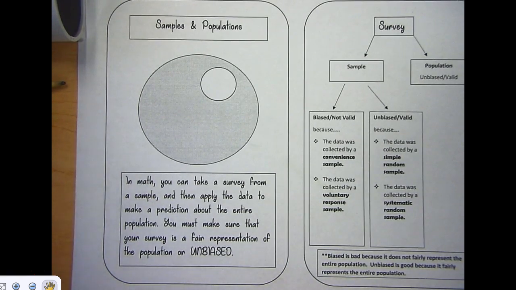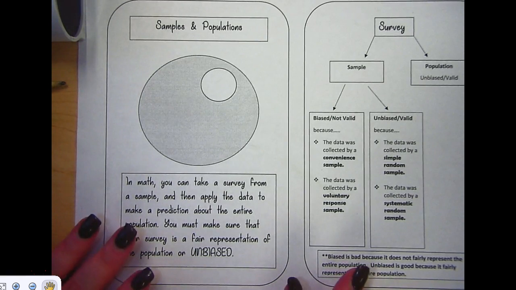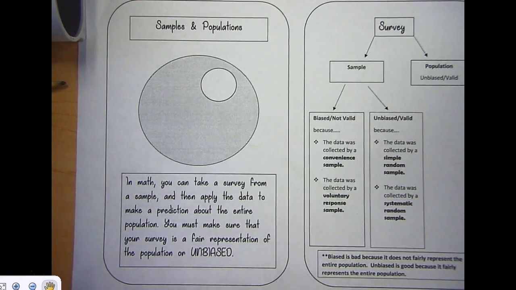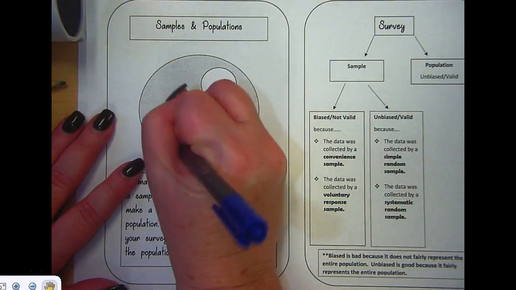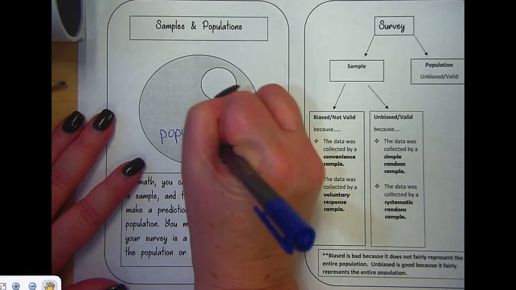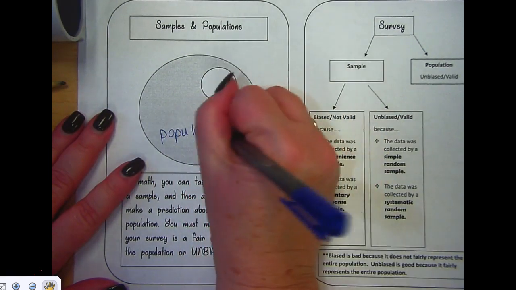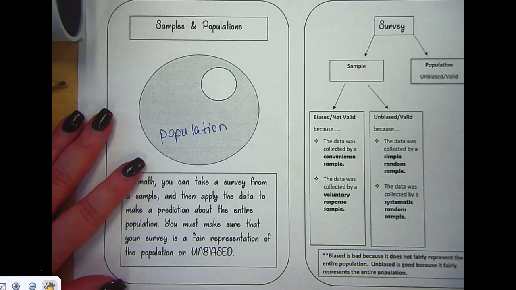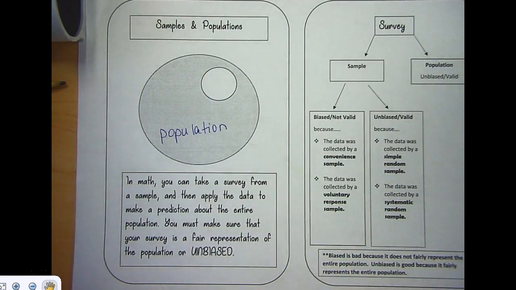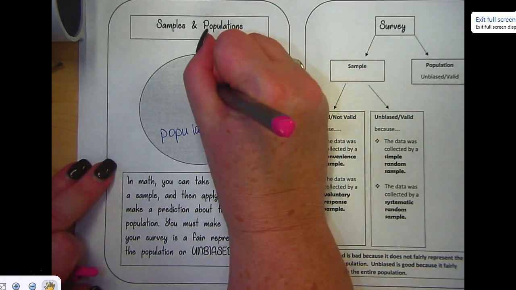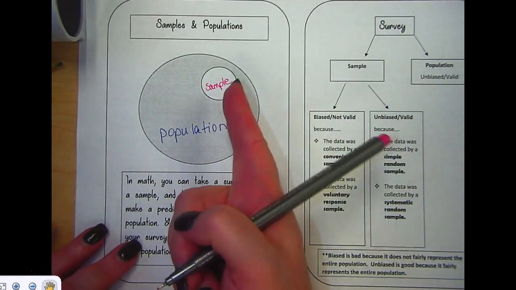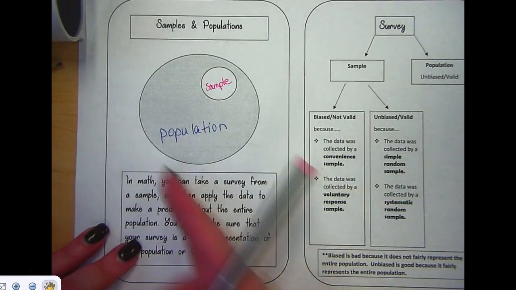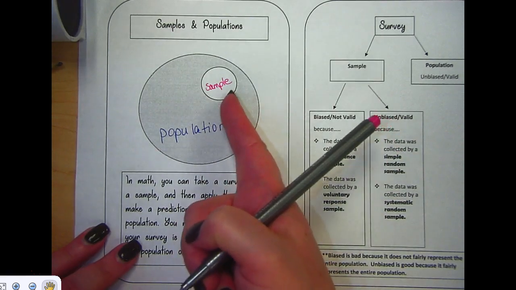Right, so when we're working with statistics, if you are going to take a survey, you can either survey a sample of the population or the entire population. So if this circle represents the entire population, that's all of the people in the population. If you talk to some of them, that is called a sample. So, just part of an entire population.